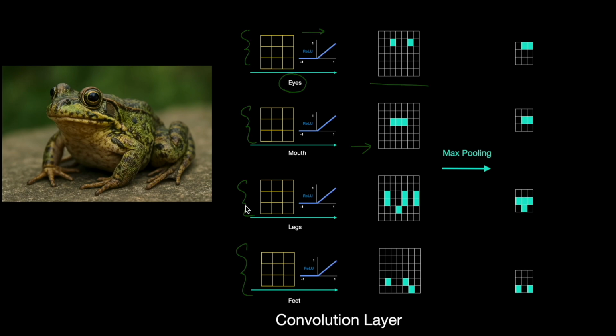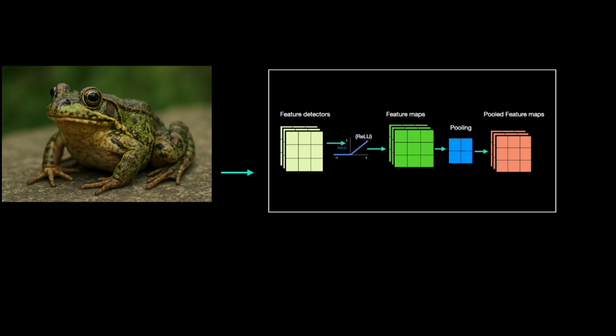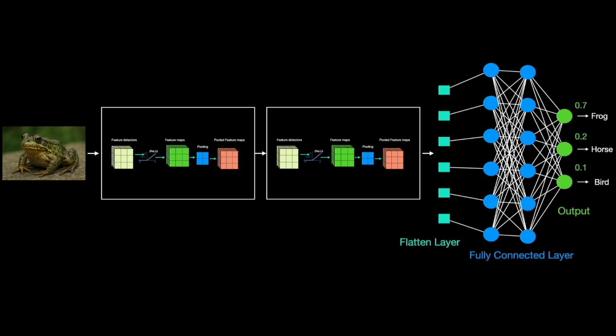Let's clear the screen. And now when we combine everything, okay, so this is what one convolution looks like from inside. So we had 4 feature detectors, activation function, 4 feature maps, pooling, and 4 pooled feature maps. And typically, we have more than one convolutions before we flatten the feature maps and feed it to the neural network.